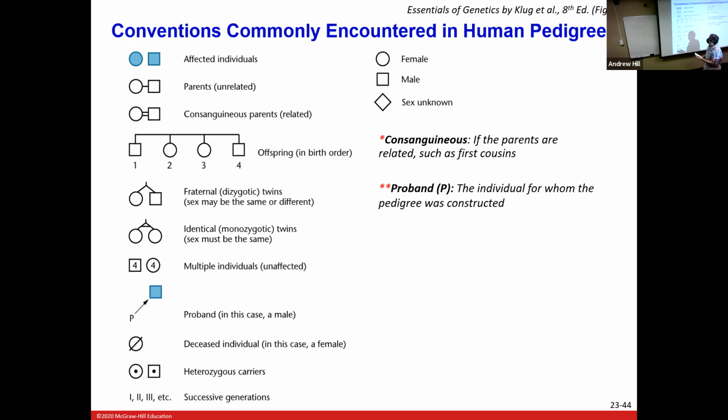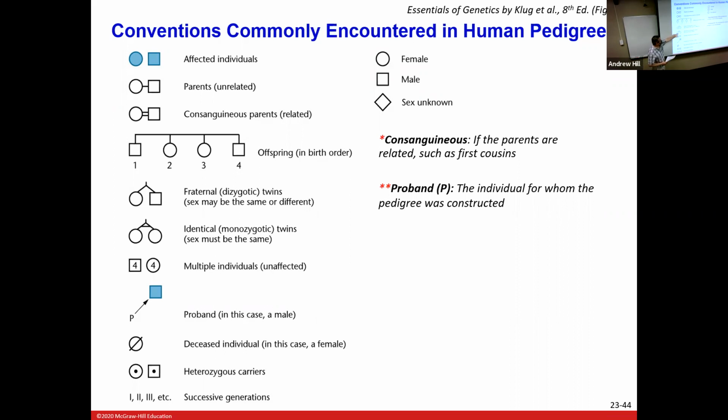Okay, so here are some quick things to remember. Males are squares, females are circles. When we have parents that are unrelated, we just have a single line between them, right? That means they're going to be having some babies. If they're consanguineous, typically that would mean they're cousins or something like that. They share a bloodline. Then there are two lines. Affected individuals are shaded.